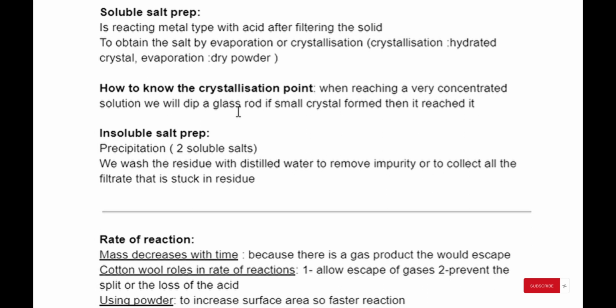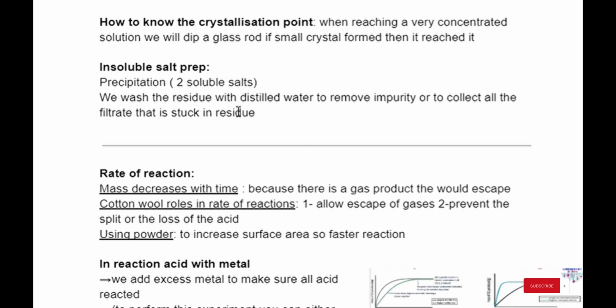Now, talking about insoluble salt preparation, how do you perform this experiment? By using precipitation. Now, precipitation is performed by using two soluble salts. We wash the residue with distilled water. Why? To remove impurity or to collect all the filtrate that is stuck in the residue.